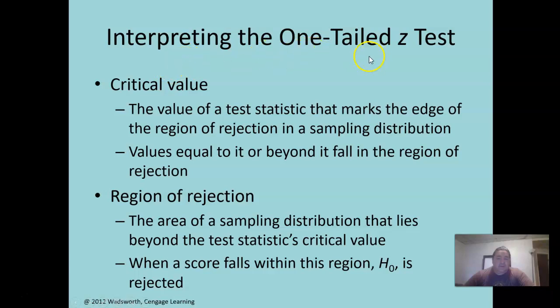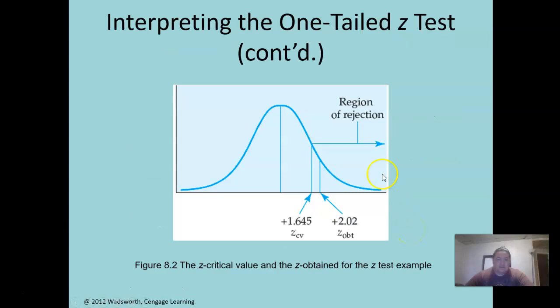So we are going to do a one-tailed z-test. The critical value is the value of the test statistic that marks the edge of the region of rejection in a sampling distribution. Values equal to it or beyond it fall in the region of rejection. The region of rejection is the area of the sampling distribution that lies beyond the test statistic's critical value. When a score falls within this region, our null hypothesis is rejected. Remember, H0 is the null hypothesis.